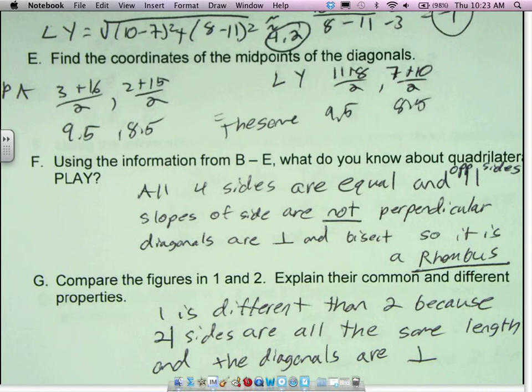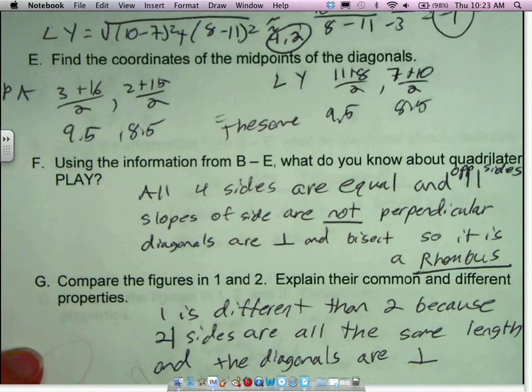Number 1 is different than 2 because the 4 sides are all the same length and the diagonals are perpendicular. The sides are the same way. All right, so I'm going to move on to 3.